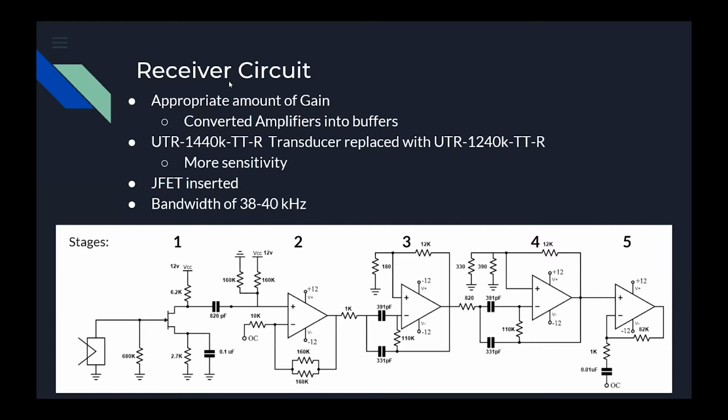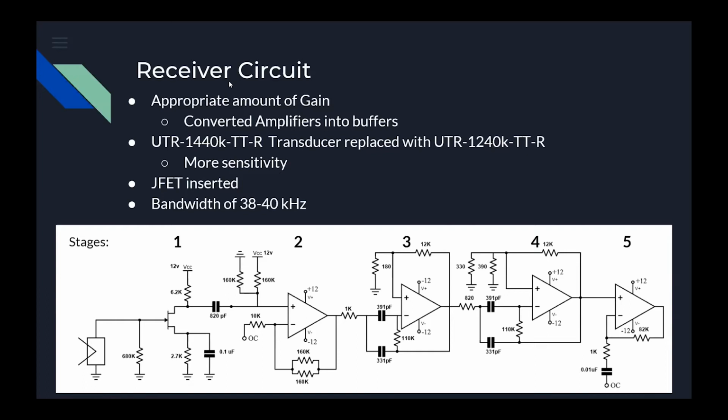Oh, sorry about that. The receiver subgroup inherited the receiver from the previous semester, which was functional but still had problems that needed to be fixed. One of the problems was that the high gain of the circuit was also amplifying the noise, which did not allow us to distinguish signals from a distance further than 6 feet.